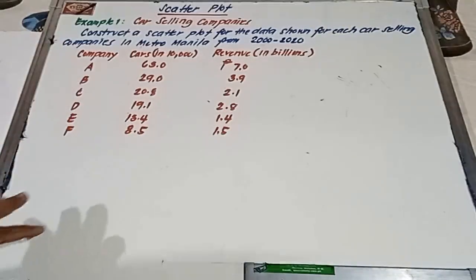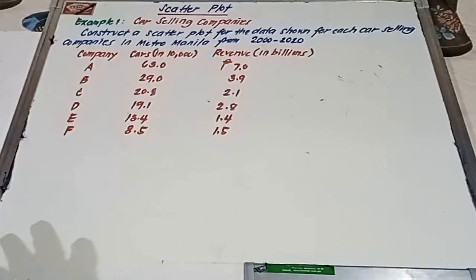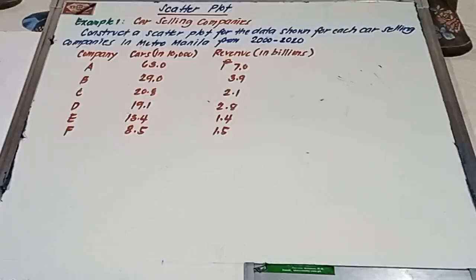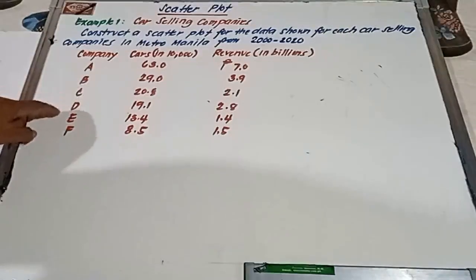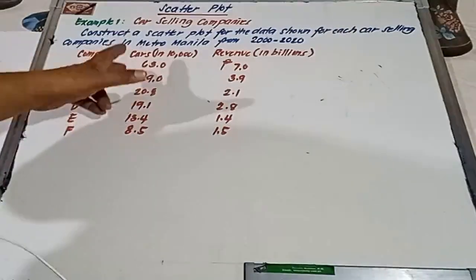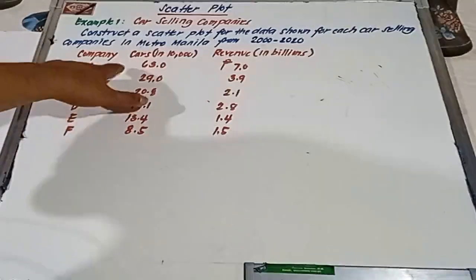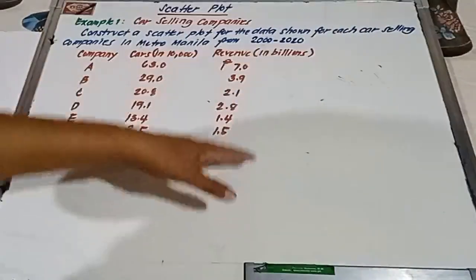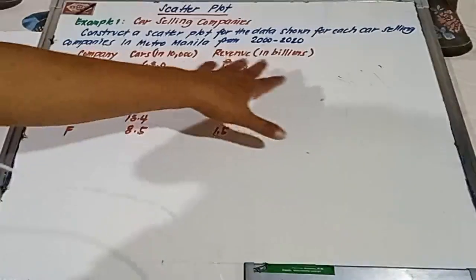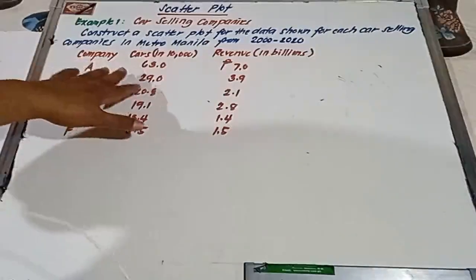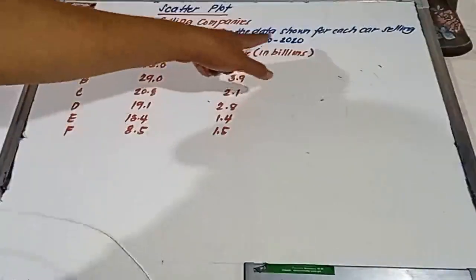It says, construct a scatter plot for the data shown for each car selling company in Metro Manila from 2000 to 2020. So ito yung ating mga companies. Ito yung car selling companies natin, A, B, C, D, E, and F. Ito yung number of cars sold in 10,000. So therefore, 63 times 10,000, there are 630,000 cars na ang nasold ng ating company A. At yung ating second column, ito yung revenue in billions. So therefore, 7 billions ang corresponding revenue of company A for selling 630,000 cars from 2000 to 2020.